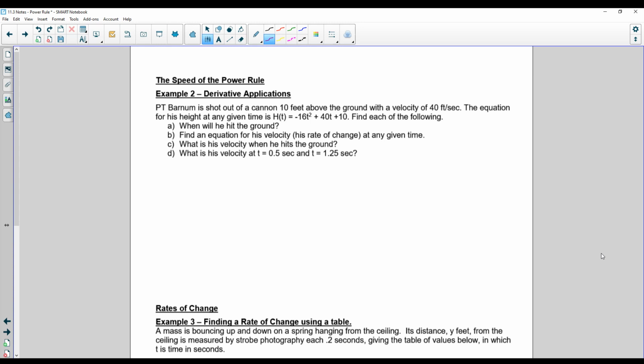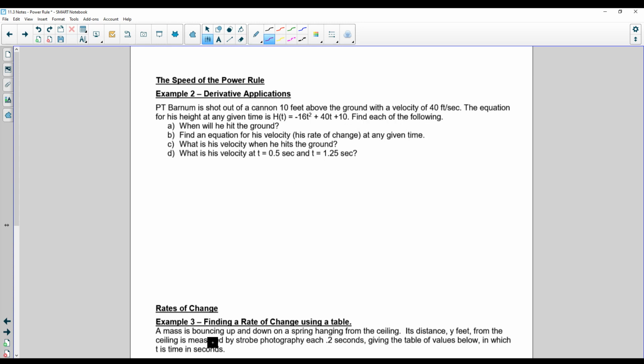All right, so we got P.T. Barnum, who is shot out of a cannon 10 feet above the ground with a velocity of 40 feet per second. The equation for his height at any given time is this equation right here, which you could have made. It's the negative 1/2 gt squared, plus initial velocity times time plus his initial height, but I just made it for you to speed it up. All right, and then it says find each of the following.